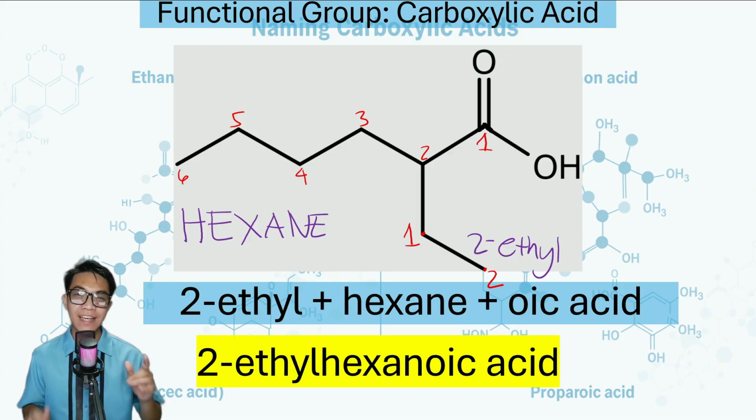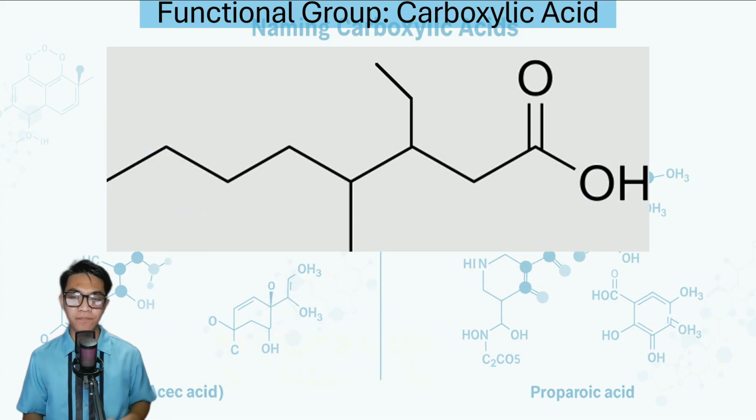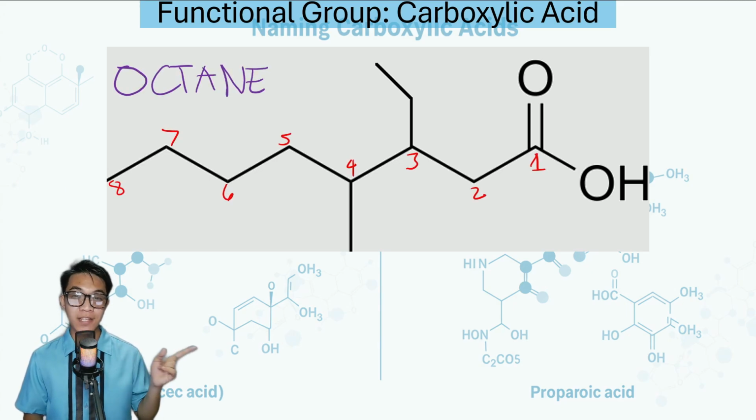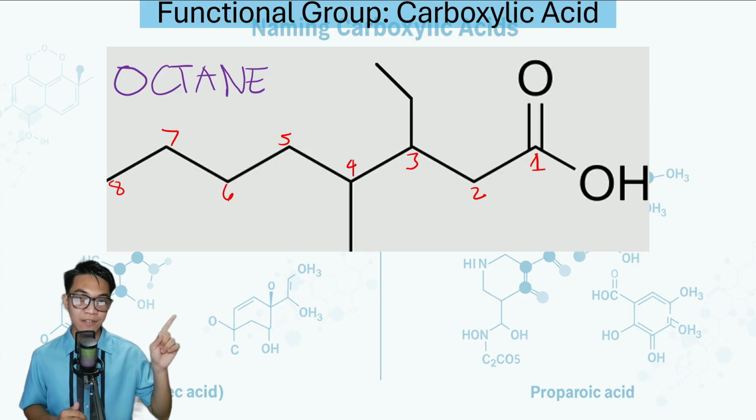It's just easy, right? Let's get another example. So in this case, first things first, let's count the number of carbon-to-carbon bonds to identify our parent chain. And in this carboxylic acid, we have 8 carbon-to-carbon bonds, and we can't see any double or triple bond between carbon-to-carbon, so the name of this parent chain is octane.